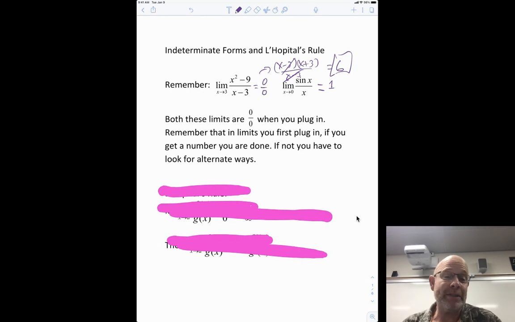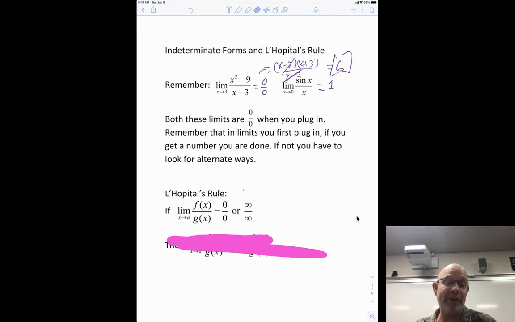Most of our limits, way back at the beginning, were 0 over 0. You might not have realized that. Some were infinity over infinity. We had to look for ways, but L'Hopital figured this out and made it a lot easier. L'Hopital's rule basically says if the limit of a quotient of two functions, f of x over g of x, as x approaches a, happens to equal 0 over 0 or infinity over infinity. Only those two cases right now.